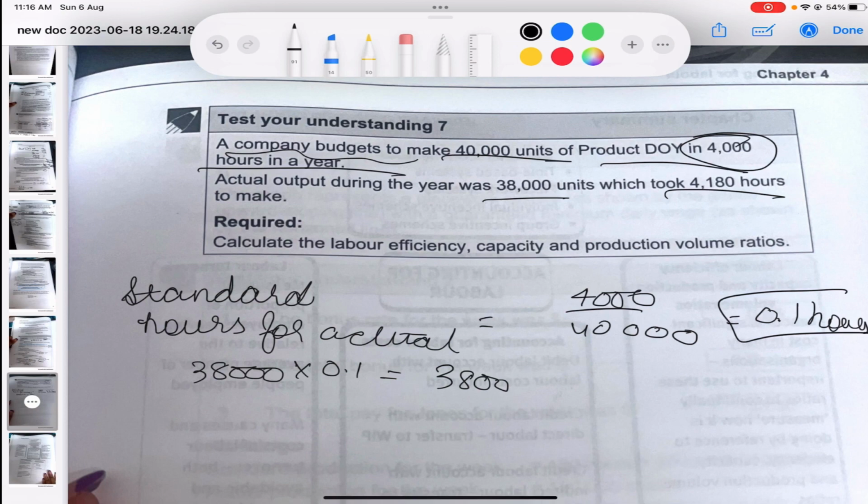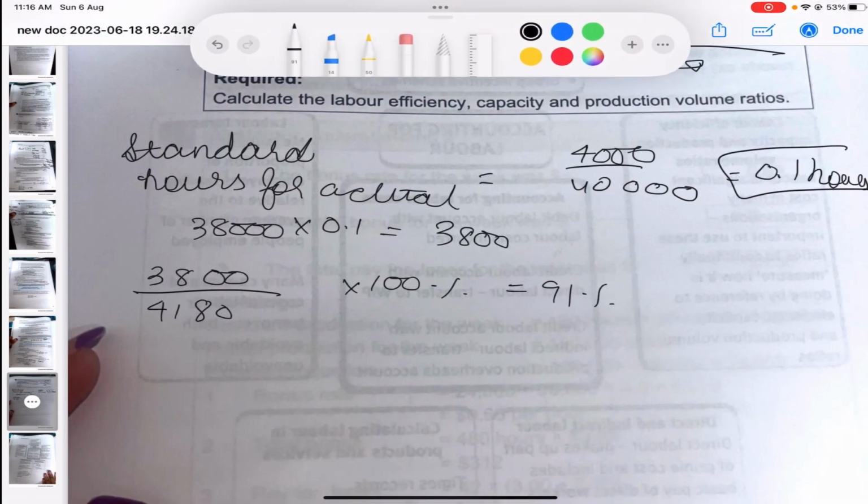Calculate the labor efficiency. Labor efficiency is standard hours. Look at the formula and do it. Standard hours, which is required, divided by actual hours worked, which is given in the question, multiplied by 100%. This is your 91%.